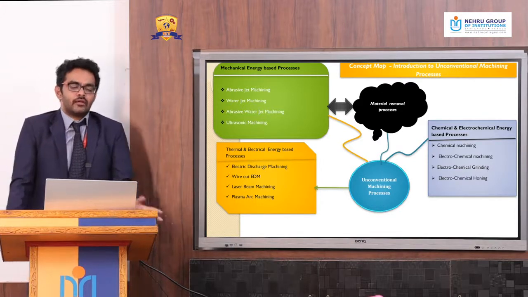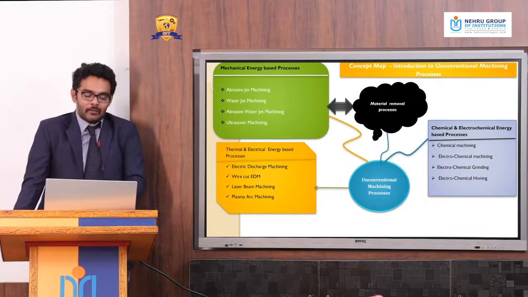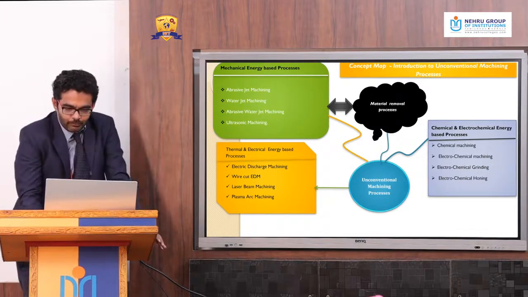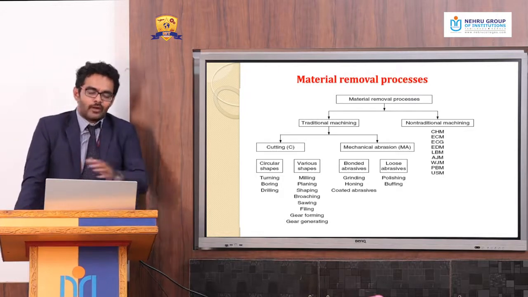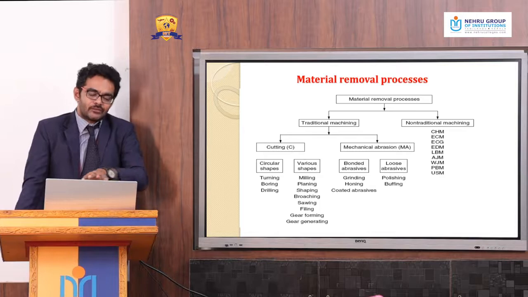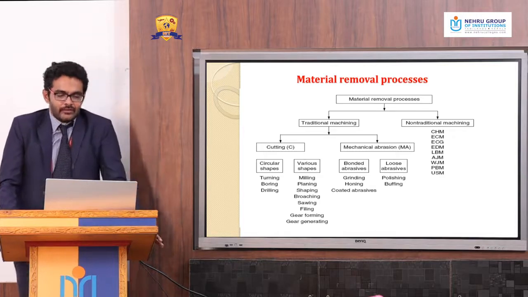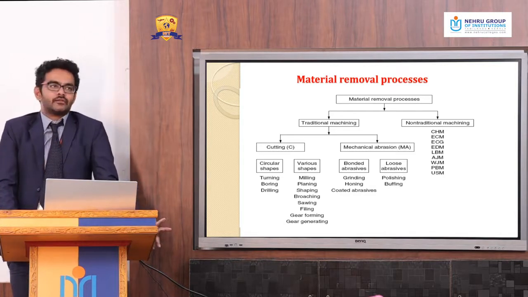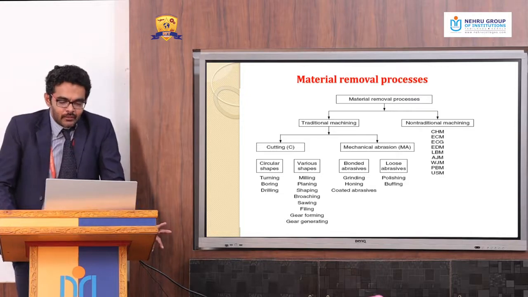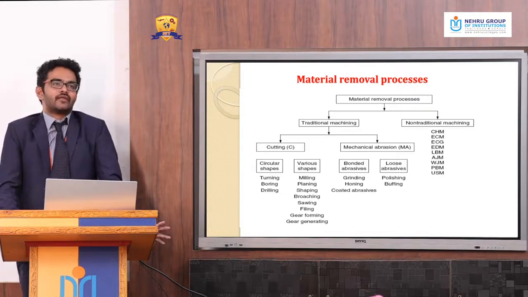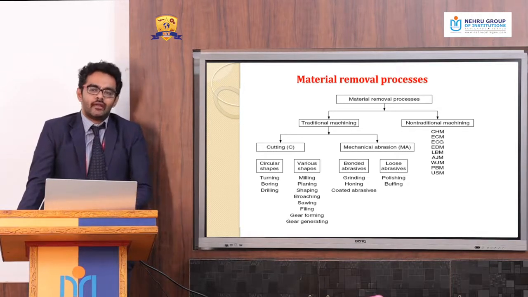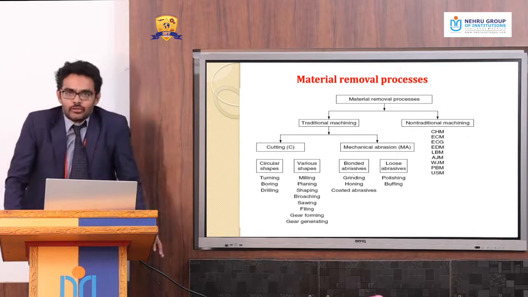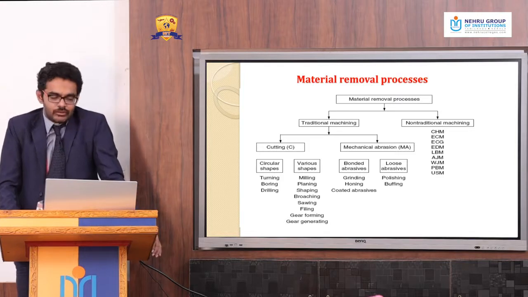Here the material removal process and material removal rate are very important. Let me discuss the material removal process, and which machining processes come under different categories. In traditional machining there are two processes: cutting and mechanical abrasion. These are what have been done so far. For the invention of new materials, we go for the non-conventional machining process, that is, the non-traditional machining process.